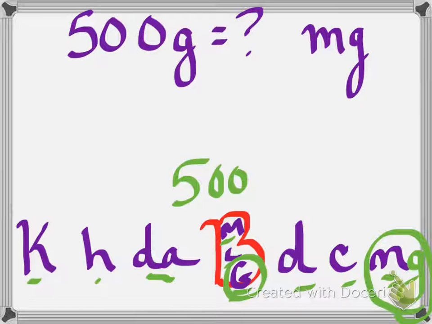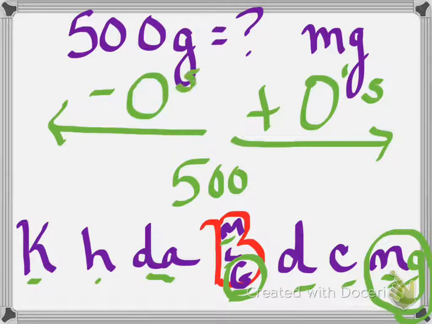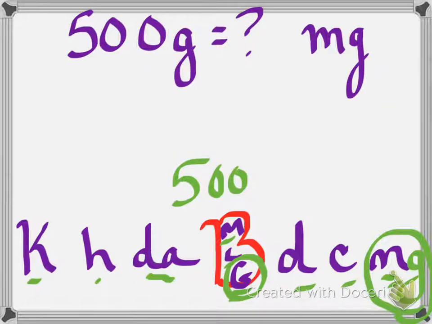Now, I'm going to stop you here and remind you that when you do bubbles to the right, you are adding zeros. But if you are doing bubbles to the left, you are actually subtracting zeros. Okay? Let's start bubbling. So we are going from grams to milligrams. We're going to the right.